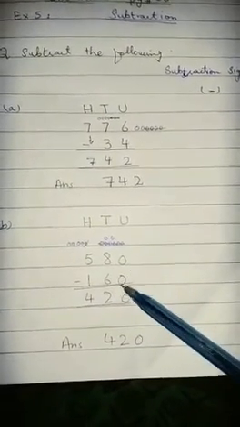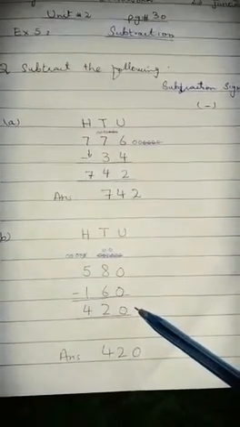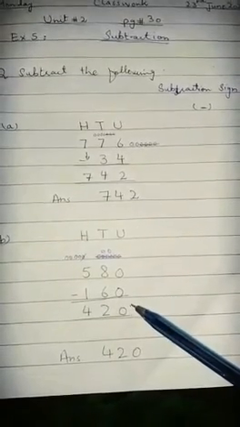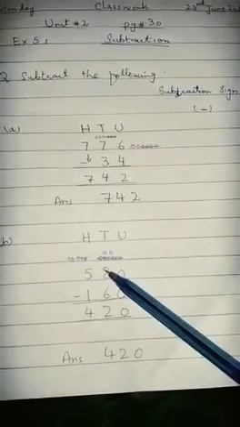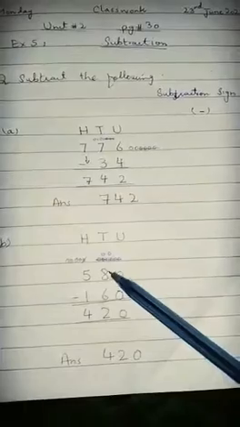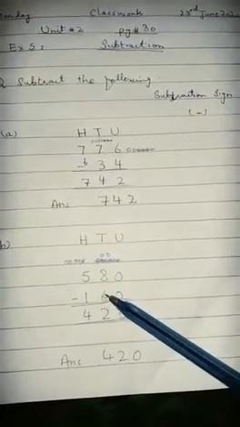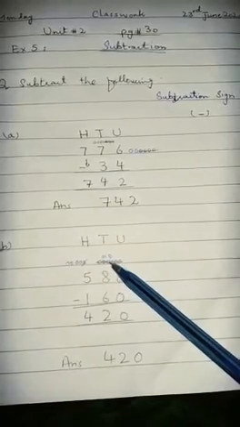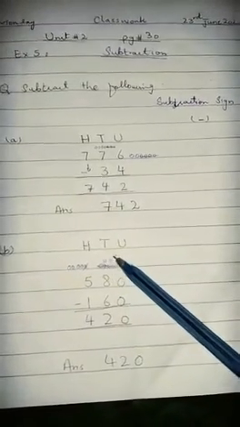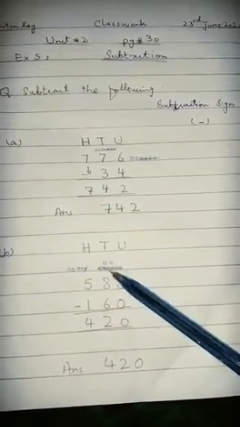Move to the next one. 580 minus 160. 0 minus 0, answer is 0, because 0 has no value. So move to the next one. Next one is 8. 1, 2, 3, 4, 5, 6, 7, 8. You have to cut 6. 1, 2, 3, 4, 5, 6. And the remaining balls are 2.